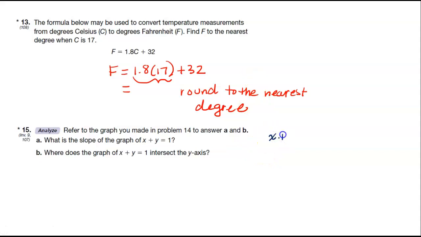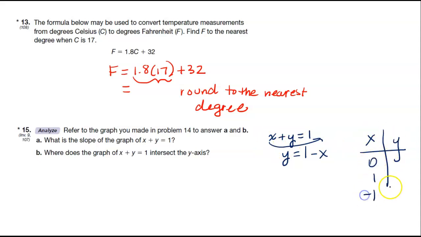If I'm going to graph this, it's helpful if I get to y equals. So y is going to be equal to 1 minus x, because I'm going to subtract x and bring it over here. And then I'm going to make my table: 0, 1, negative 1. If I put 0 in here, I get 1. If I put 1 in here, I get 0. If I put negative 1 in here, I get 2.